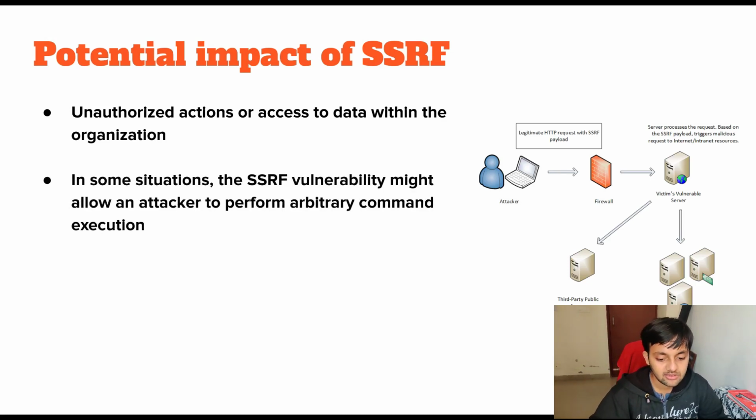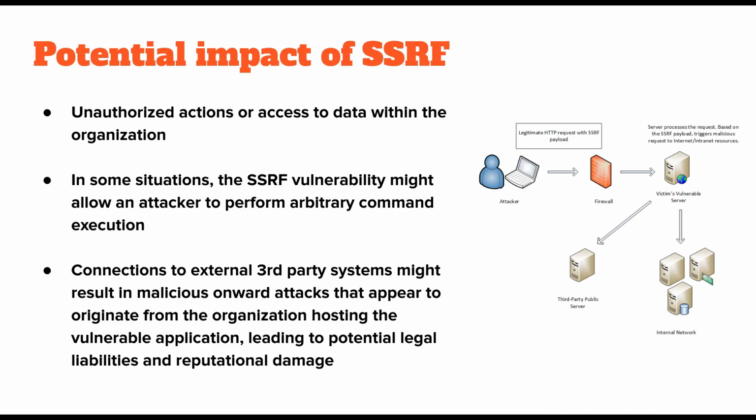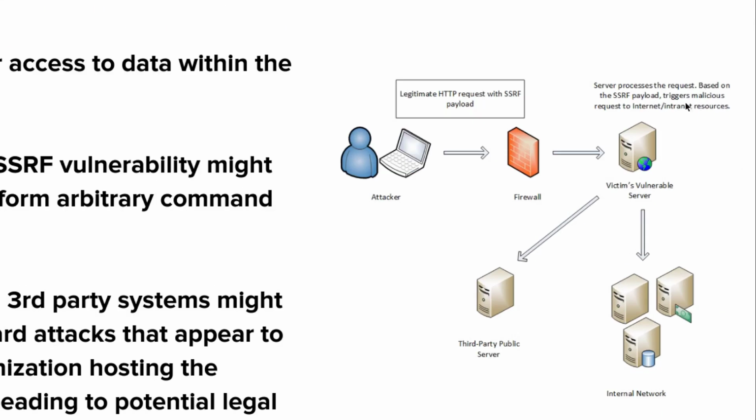In some cases, this might lead to arbitrary command execution. Connections to external third-party systems might result in malicious onward attacks that appear to originate from the organization. If you see the diagram on the right, you can see the victim's vulnerable server, and then there's an arrow pointing to a third-party public server.